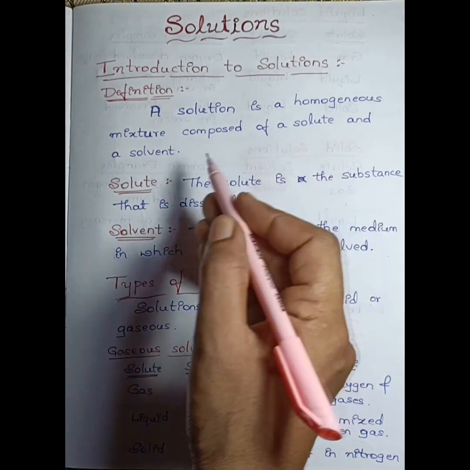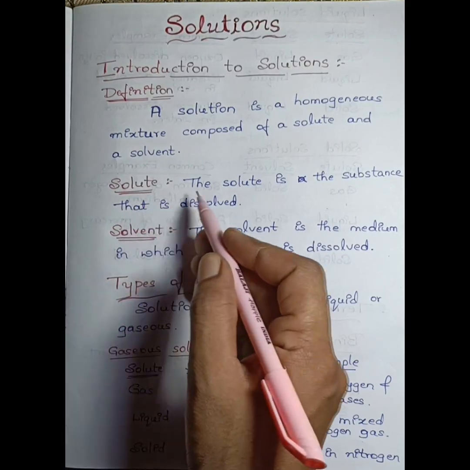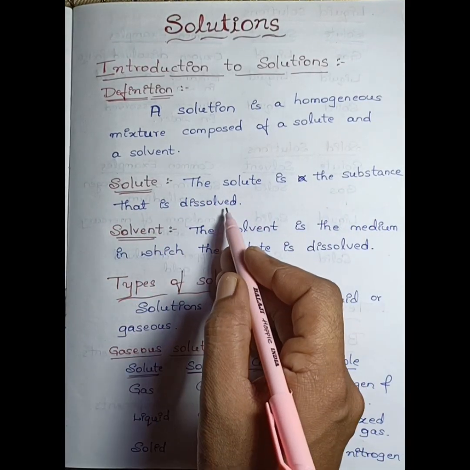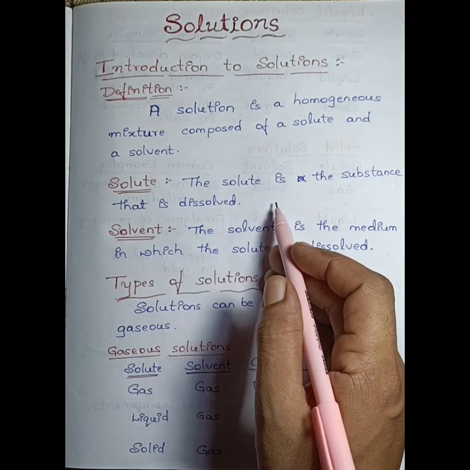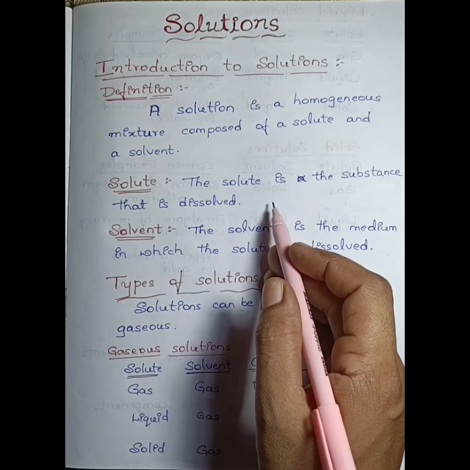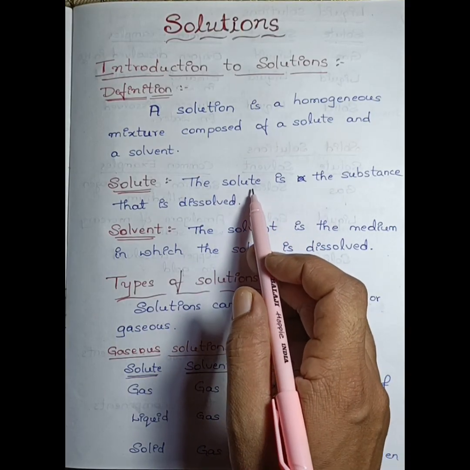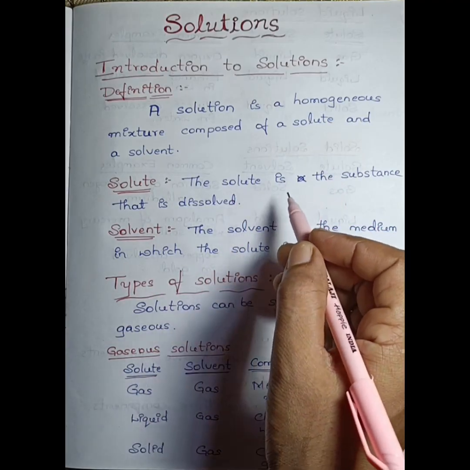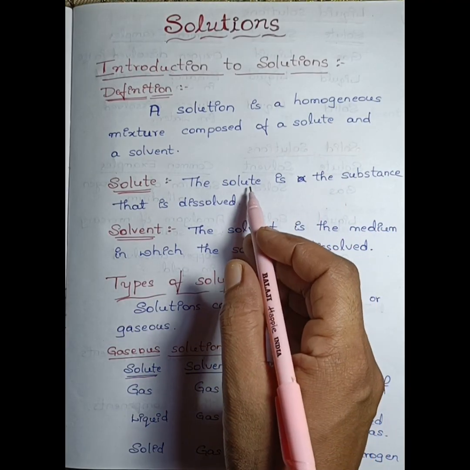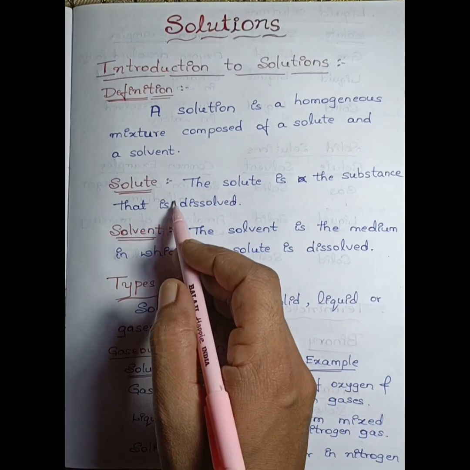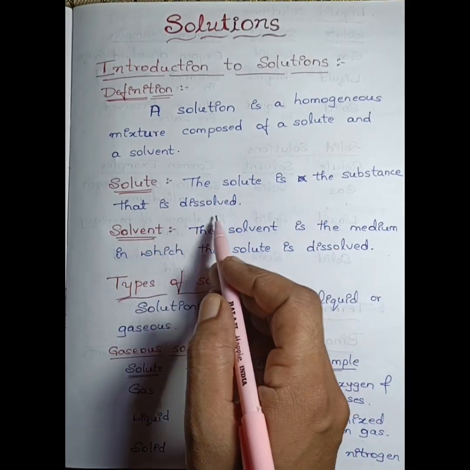Now what do you mean by solute? The solute is the substance that is dissolved. If we consider sugar solution, there sugar is the solute. Why? Because sugar dissolves in the medium, that is water. Therefore, solute is the substance that is dissolved.